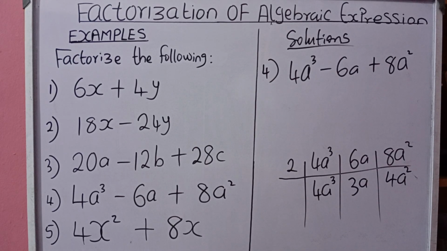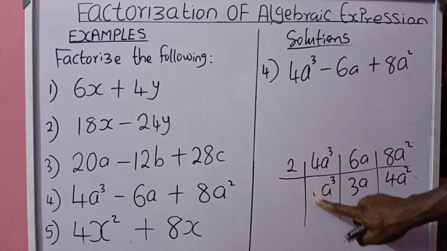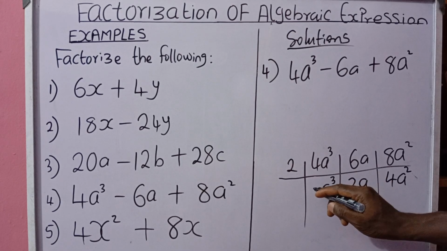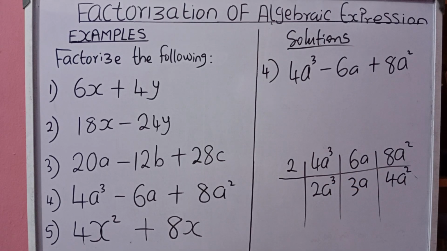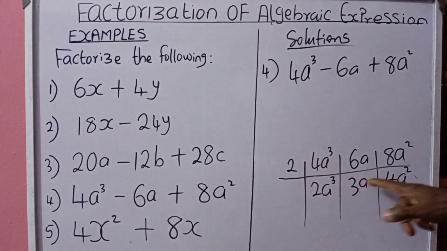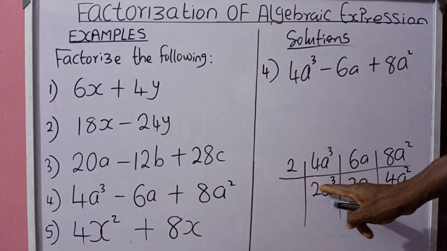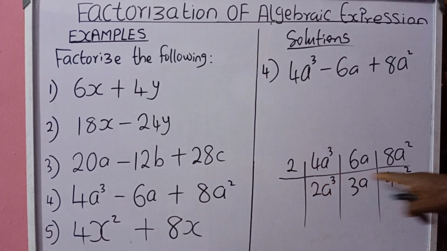No number, sorry, that's 2. 4a cubed divided by 2 will give us 2a cubed here. That should be 2 here. All right, so when we look at these numbers, 2, 3, and 4, no number can divide the three of them without remainder. But now the question is, do they have any other thing in common that can divide through?